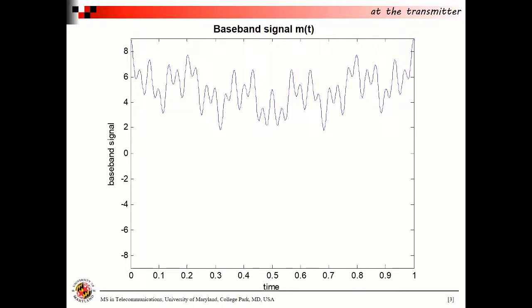Here we see the information-bearing signal. It's an example in the time domain. So it has a certain rate of change that will be reflected if we were to see the spectrum of this signal, and its maximum frequency content would reflect how quickly this signal can change.